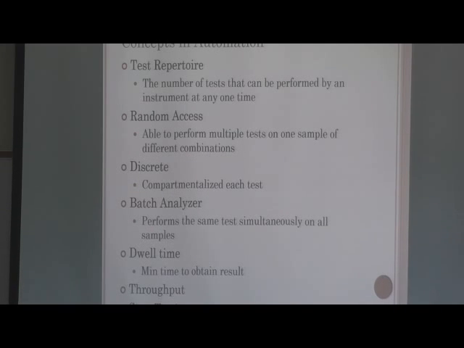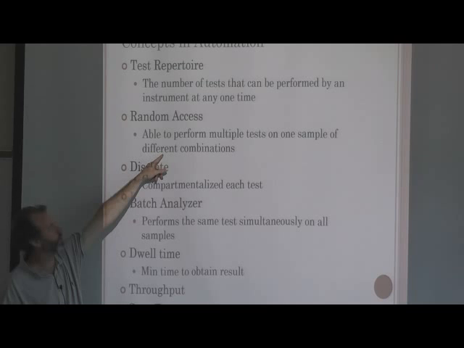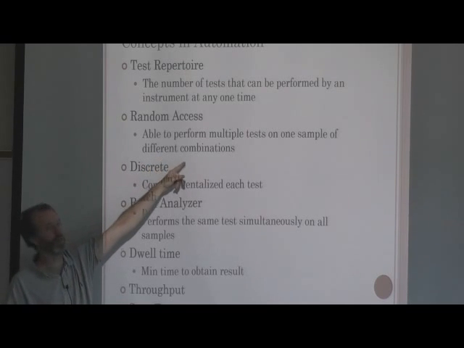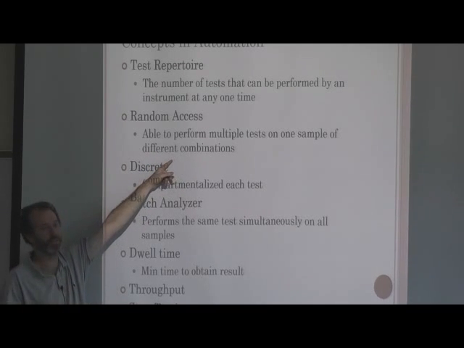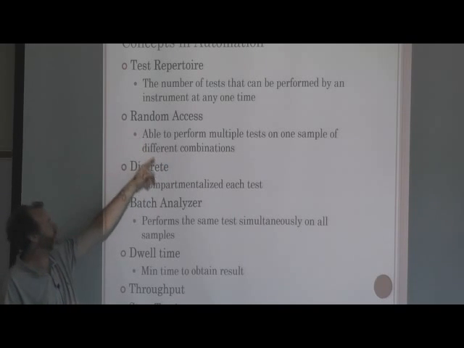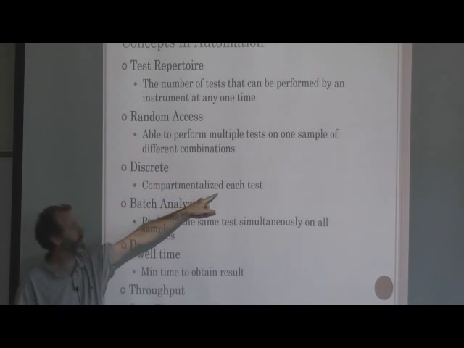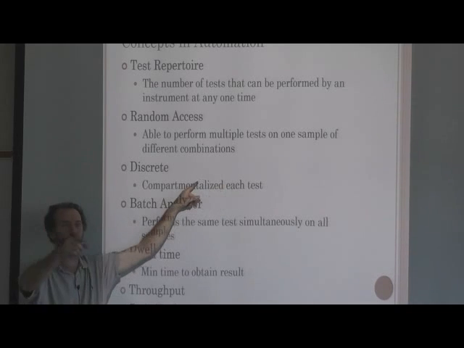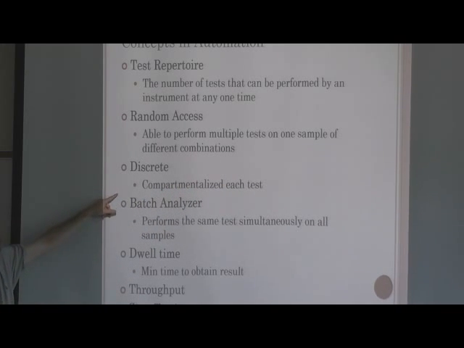And then some concepts in laboratory automation. The test repertoire is basically the number of tests that can be performed by an instrument at any one time. Random access is the ability to perform multiple tests of different combinations on one sample. Discrete is compartmentalized, each test separated from all the other samples, or tests. Batch analyzer performs the same test simultaneously on all samples, so it's a batch of samples, batch analyzer, right?